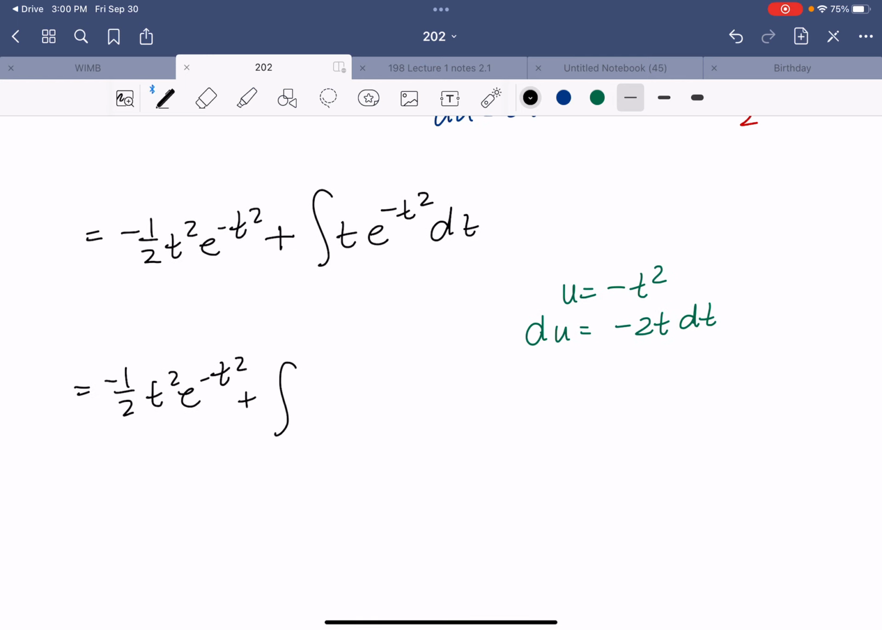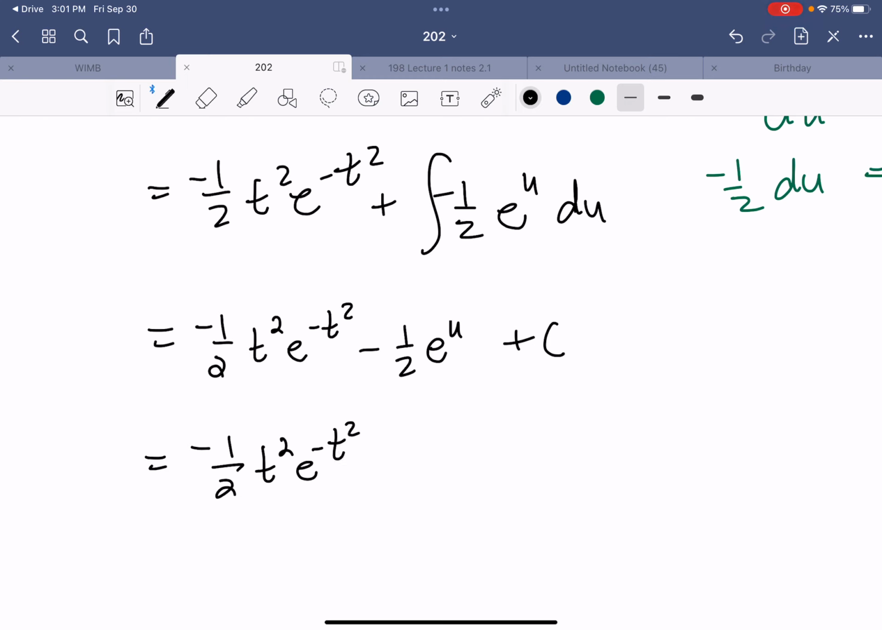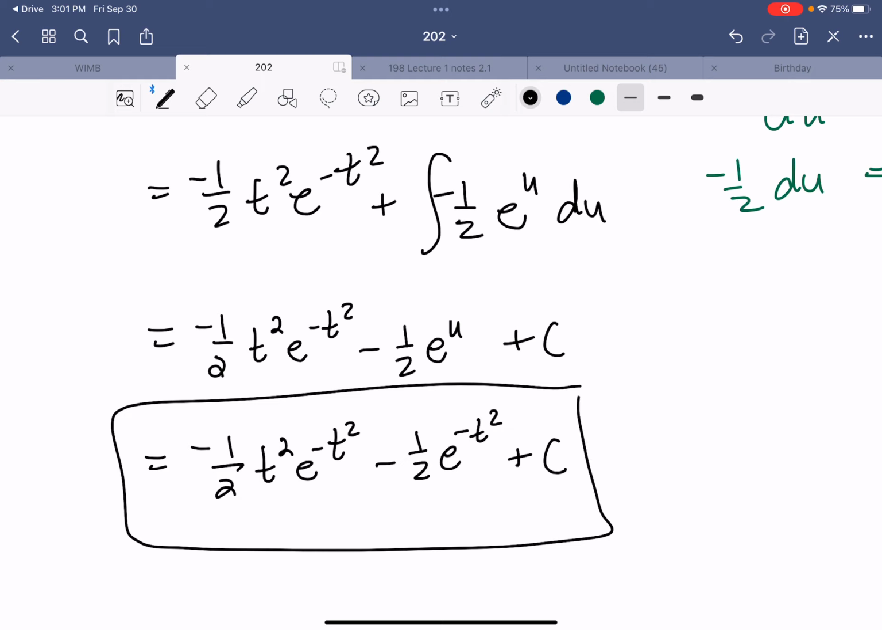So this becomes negative 1/2 t squared e to the minus t squared plus the integral of, oh, I forgot, we only have a t dt here, so let's divide both sides by negative 2. So this becomes negative 1/2 times e to the u du, which is negative 1/2 t squared e to the minus t squared minus 1/2 e to the u plus a constant, and then I just have to sub back for my negative t squared. So minus 1/2 e to the minus t squared plus a constant. And that gives our final answer.